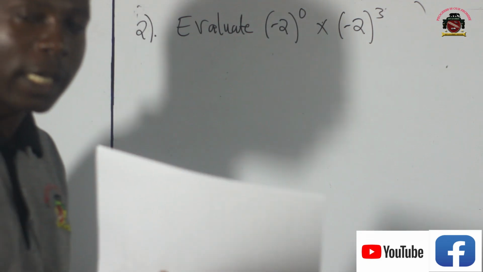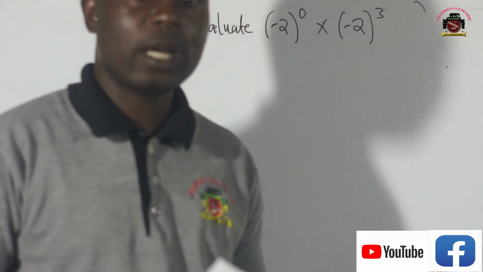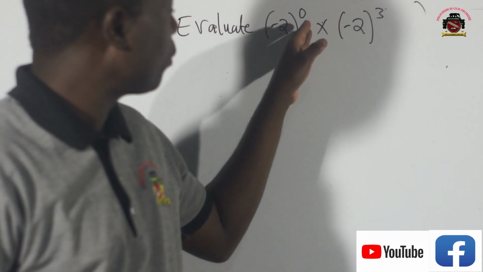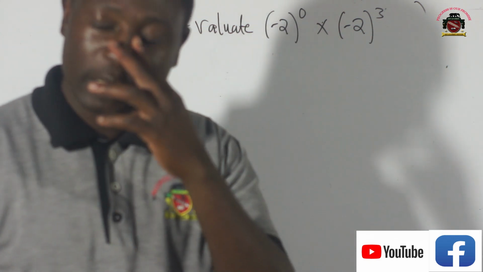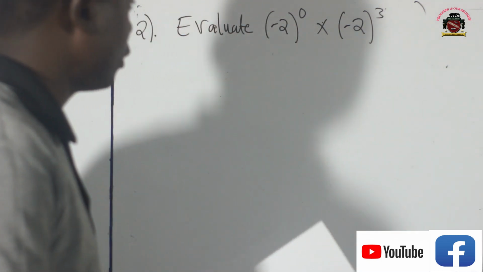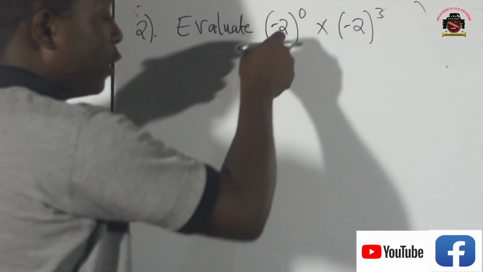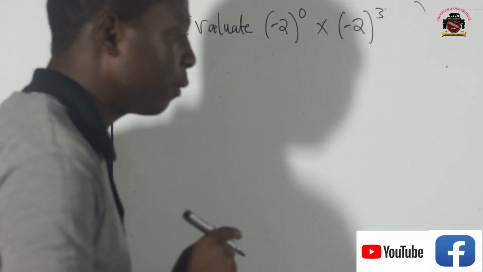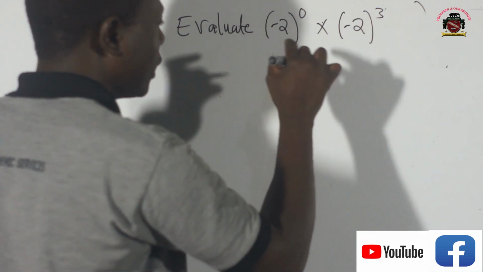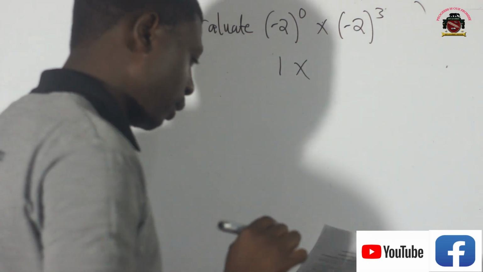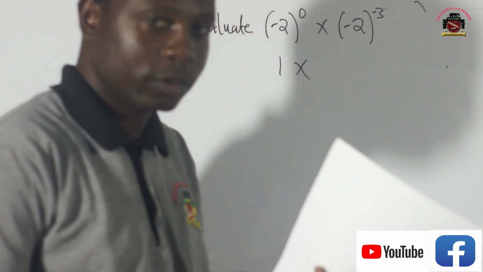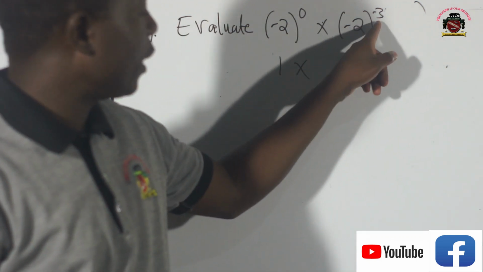Here they are asking us to evaluate. Here we have open brackets negative 2, close brackets to the power 0 times open brackets negative 2, close brackets to the power 3. Now this one is very simple. Why? Because any number raised to the power 0 is 1. Any number raised to the power 0 is 1. So here we have 1 times, now what are we getting? Yes, I made a mistake. Here we have a negative there. I thought so.